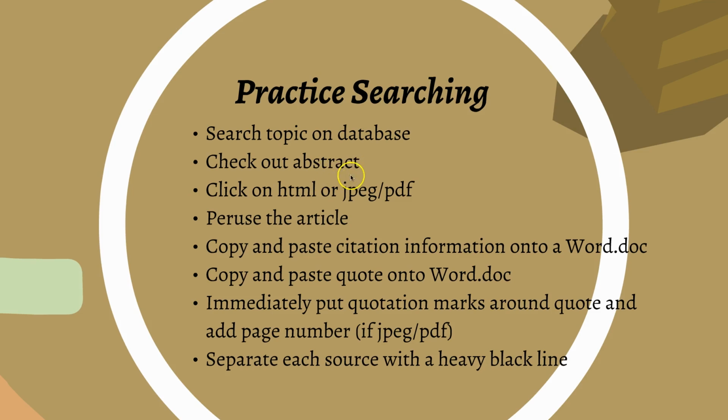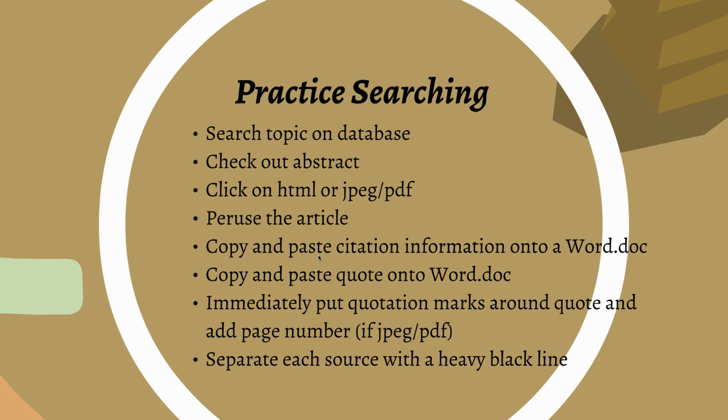So when you get to the page where the article is, click on either the HTML or the JPEG PDF. It makes a difference which one you use when it comes to citation. And if you use an HTML, you do not need the page number in the citation. HTML is a web-based document. The JPEG or the PDF is going to be a scanned copy of the original, and the original pagination is there.